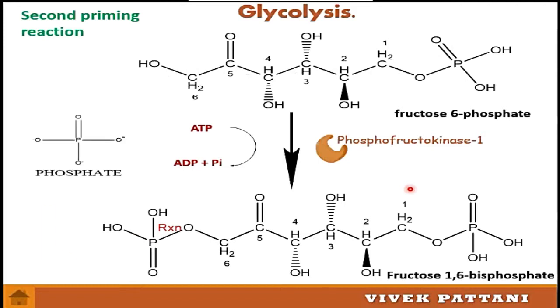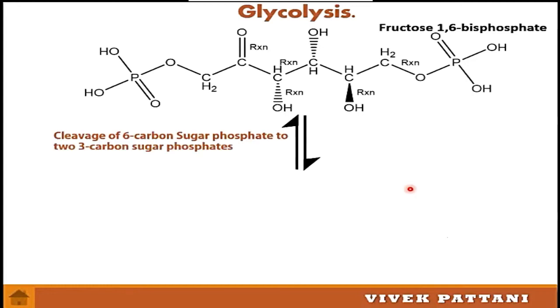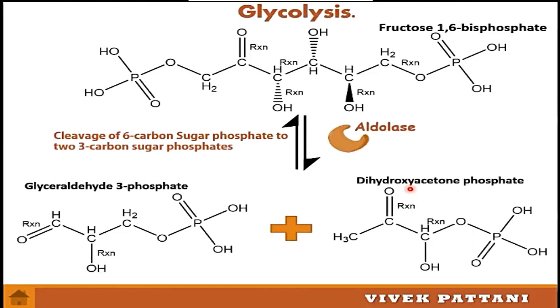Now moving forward again, fructose 1,6-bisphosphate will now be converted into dihydroxyacetone phosphate and glyceraldehyde 3-phosphate with the help of the enzyme aldolase, where a 6-carbon chain of the fructose is broken down into 3-carbon molecules. One of them is glyceraldehyde 3-phosphate and the other one is dihydroxyacetone phosphate.